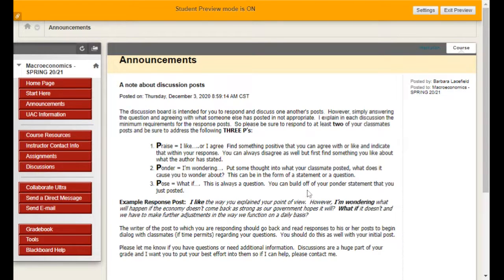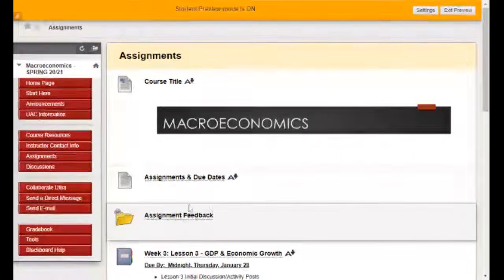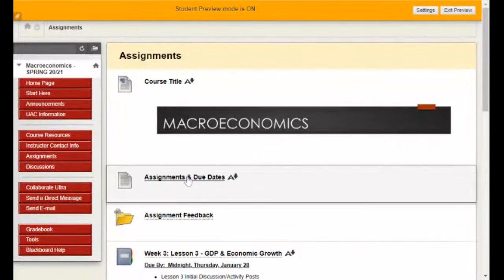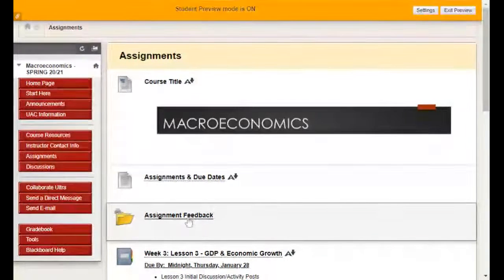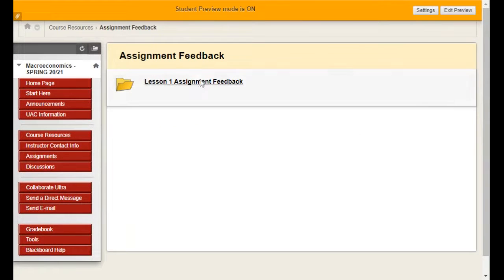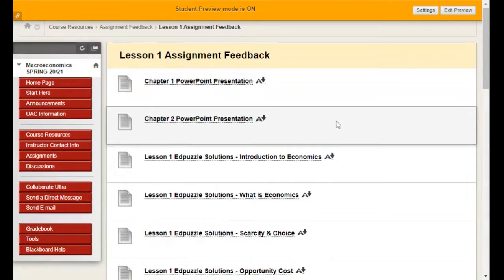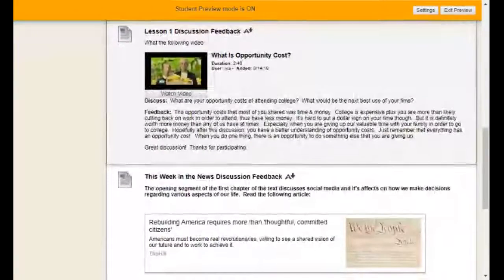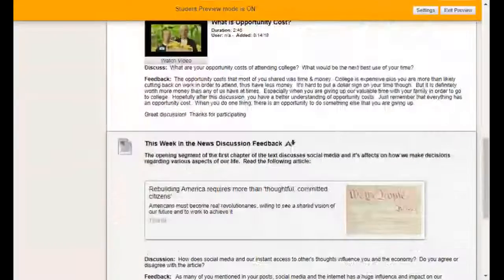Also, something I wanted to show you that I added, you can find it in 2 places, either under course resources or under the assignments. Assignments may be easier, but you'll notice we've had assignment and due dates there. Also, your assignment feedback is now there. If you click on assignment feedback and then click on lesson 1, there's all your feedback from your assignments in lesson 1, okay?